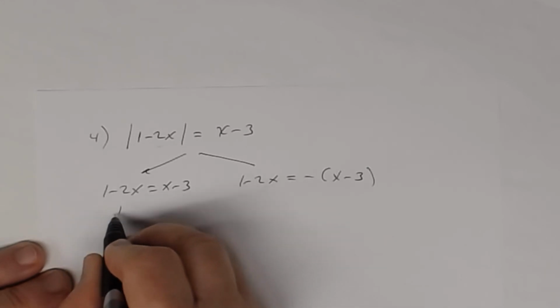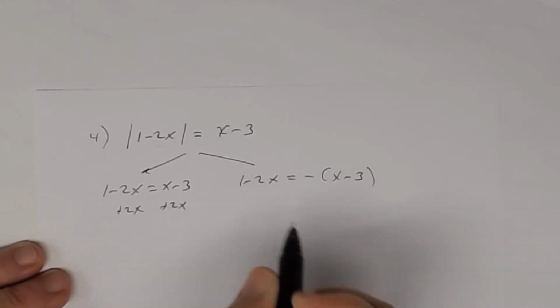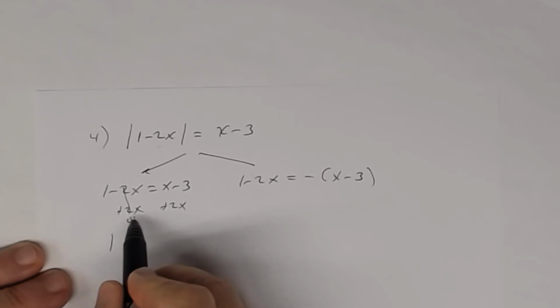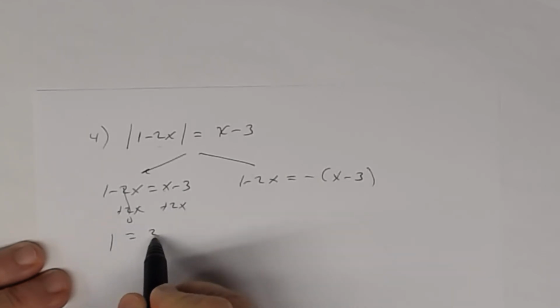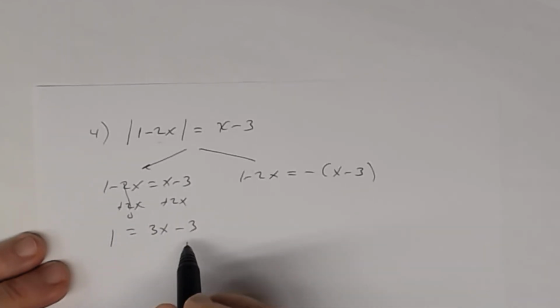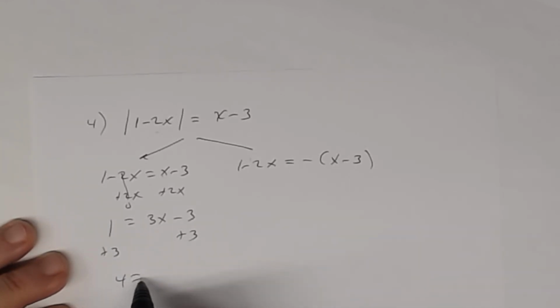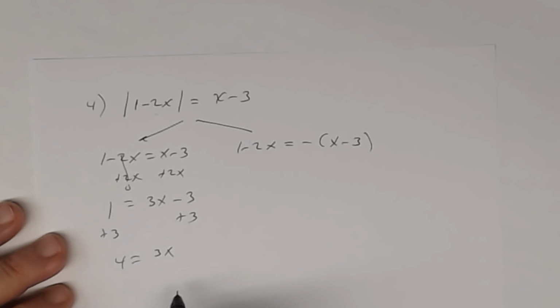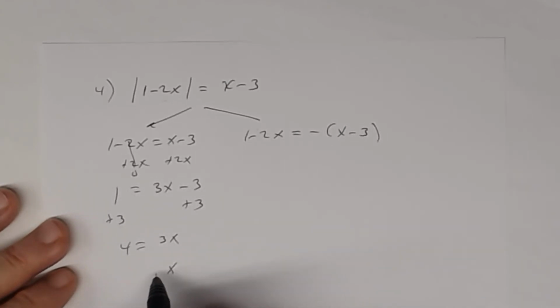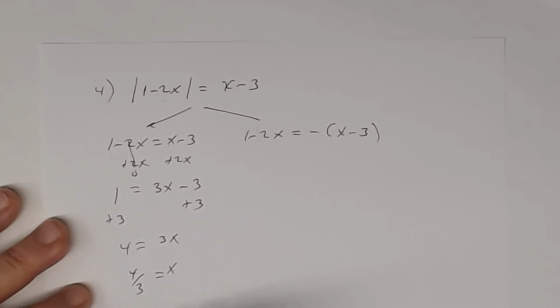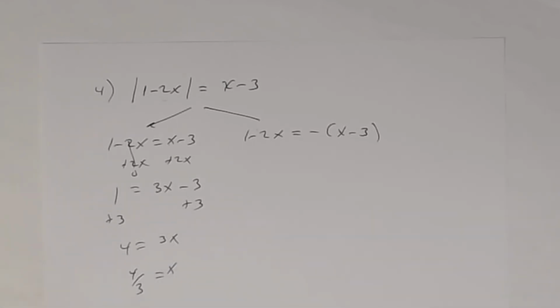So let's go ahead and add 2x to both sides. And so I get 1, this is 0, equal x plus 2x is 3x minus 3. Adding 3 to both sides, I get 1 plus 3 is 4, so I get 4 equals 3x. And then divide both sides by 3, I get x to be 4/3. Okay?